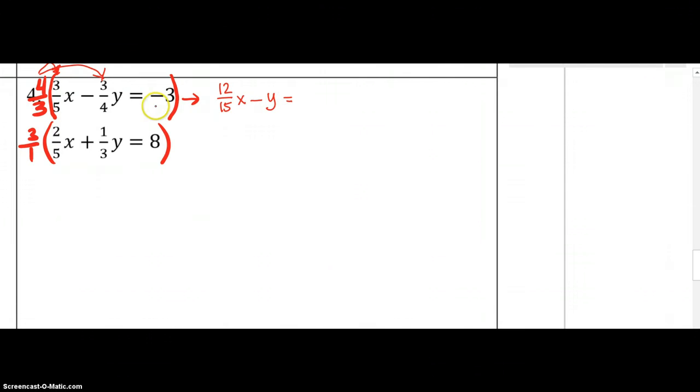Equals, if you put this over 1, 4/3 times negative 3, positive times a negative is a negative, you get 12 over 3. Yes, we can reduce. But let's just finish this off first, okay? Let's multiply this 3 over 1 by everything in the second equation. So we'd get 6 over 5x. 3 over 1 times 1 over 3 cancels, and you just have y. Equals 24. With me? Okay.